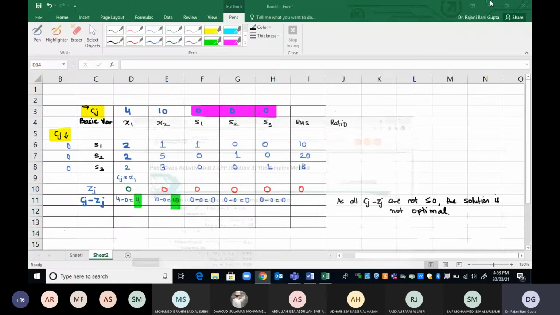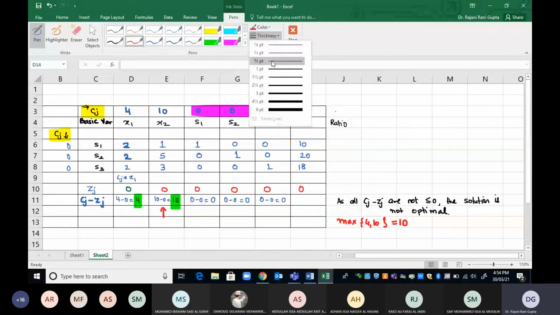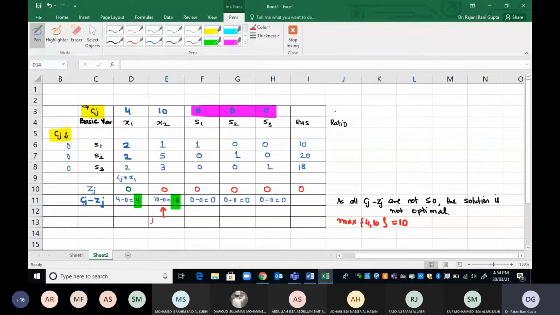So what we have to do from here, we have to select the maximum one. So let's pick the maximum. What is the maximum here? 10 and 4. So we select the maximum of 4 and 10, which is 10. So this will be your incoming variable. So we say that this is the incoming variable.